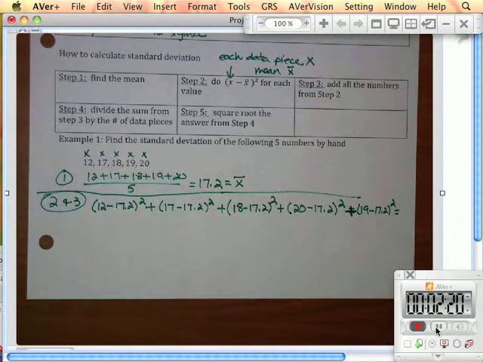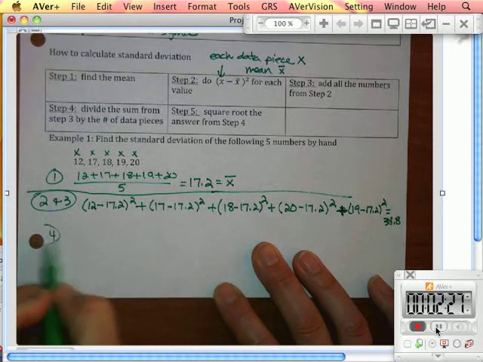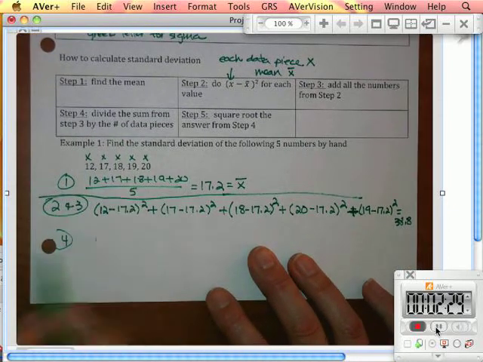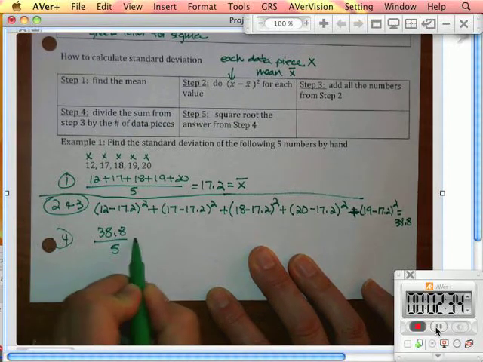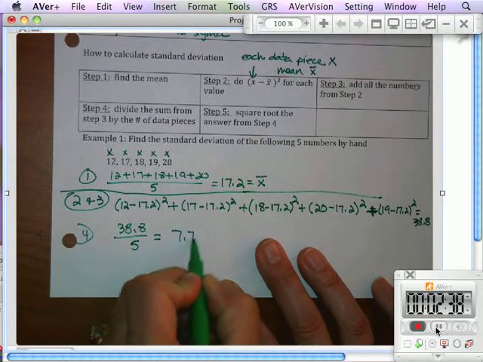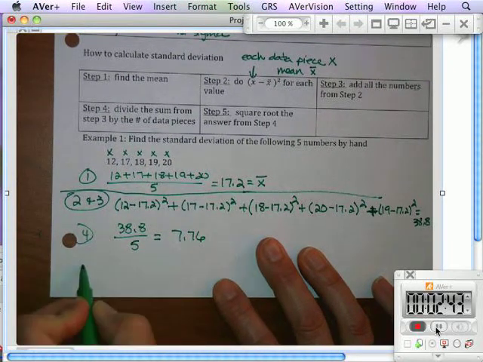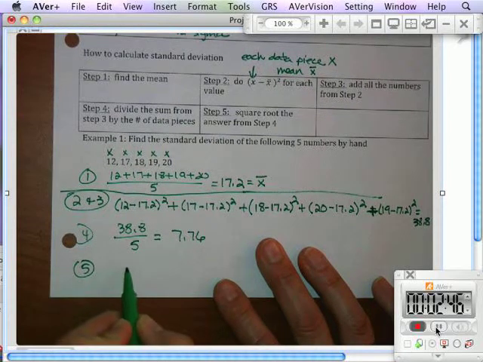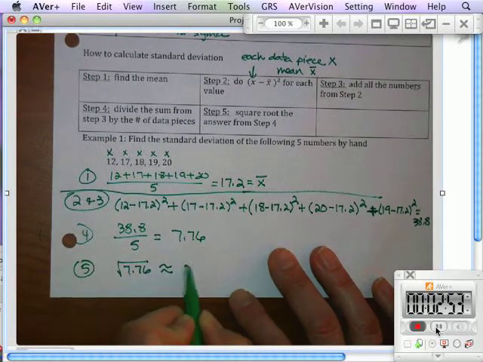So now step 4 says divide the sum from step 3 by the number of data pieces. So I got 38.8 and I have 5 data pieces. And that's 7.76. Then to get that standard deviation, you take the square root of 7.76. It's approximately 2.79.